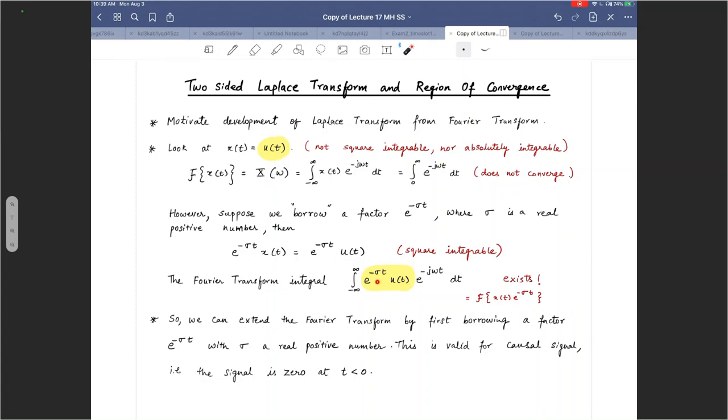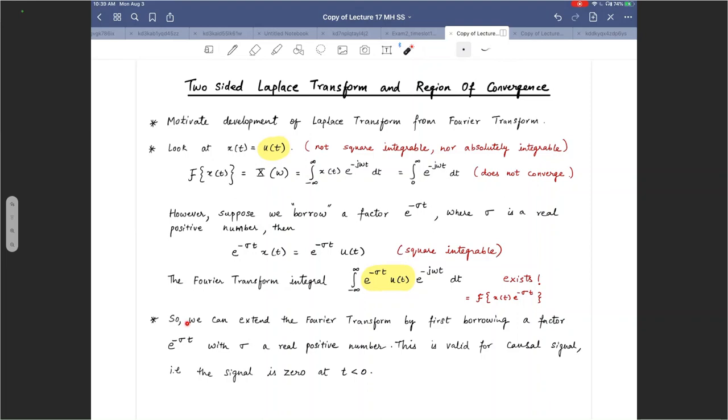So that's the reason why we choose sigma to be a positive real number, as opposed to a complex number. If it is complex, like I said, it will contribute only to the phase. It will not contribute to the magnitude, and we are trying to make that magnitude converge, so it will not help us in that way.